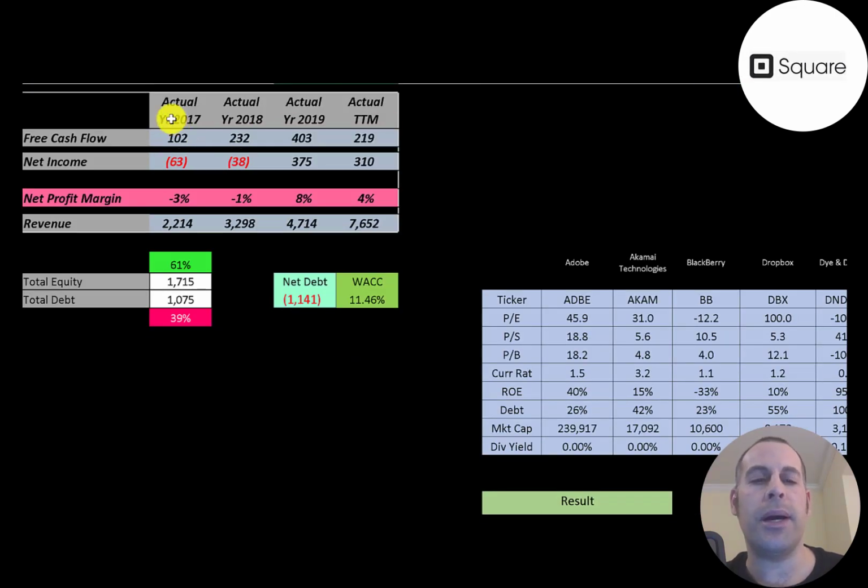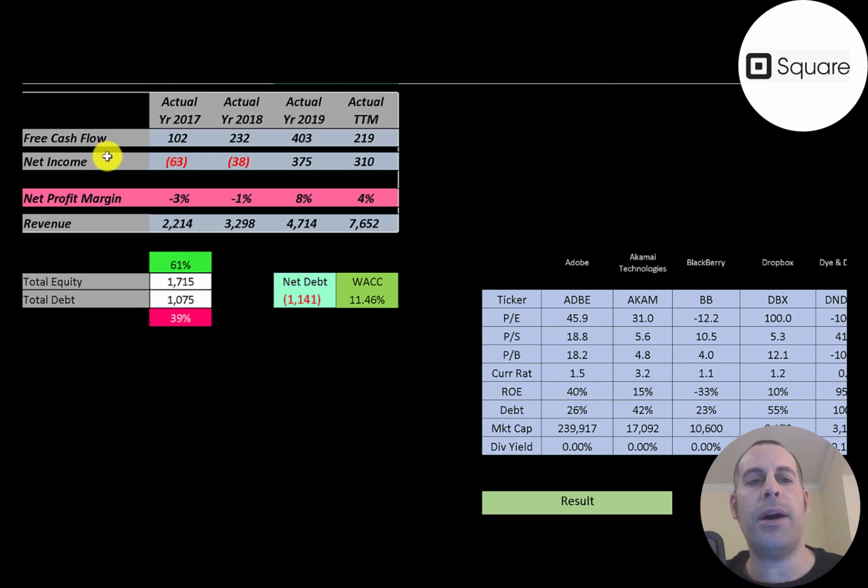The way you value a company is you estimate the free cash flows into the future and then you discount those numbers back to today's value. That's what we're doing in this video. And free cash flow is cash flow from operations minus capital expenditures. The company does have positive free cash flow each year, 100 million to 400 million. Then it was cut in half in the trailing 12 months.